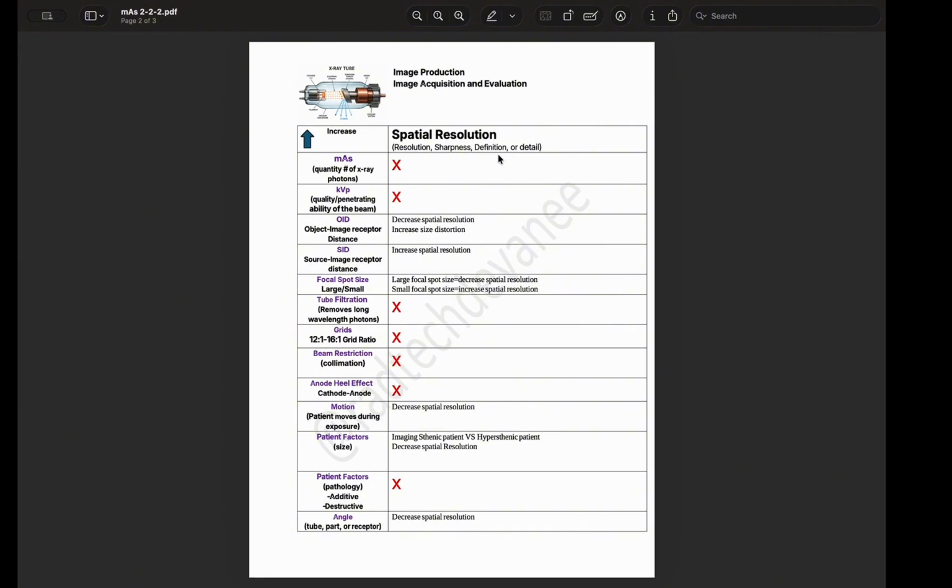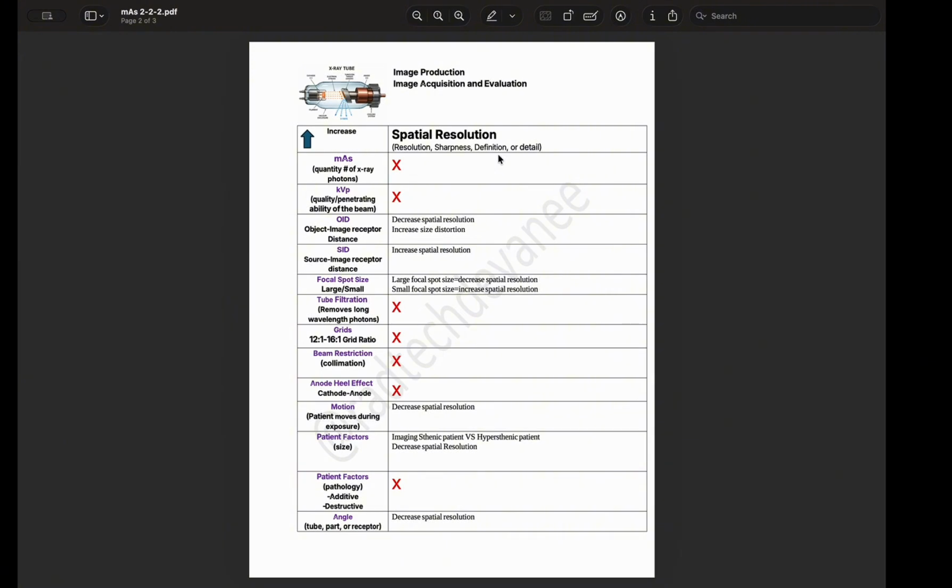Next, we have focal spot size. We have a large and a small. Small focal spot size, so imaging smaller body parts. That is going to increase detail on our image, but a con, less heat dissipation. Large focal spot size, imaging larger body parts. That is going to decrease detail on our image, but a pro, better heat dissipation. Filter, grids, collimation, anode heel effect have no effect on spatial resolution.